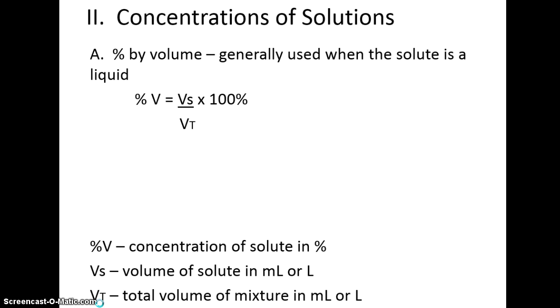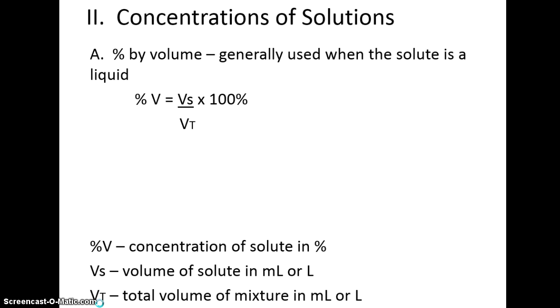Concentration of solutions, percent by volume. There are going to be two different types of concentration of solutions. Percent by volume is generally used when the solute is a liquid. And this is an equation. This equation I will give you on the test, but I will not rearrange it for you. So percent V is equal to Vs over Vt times 100%.